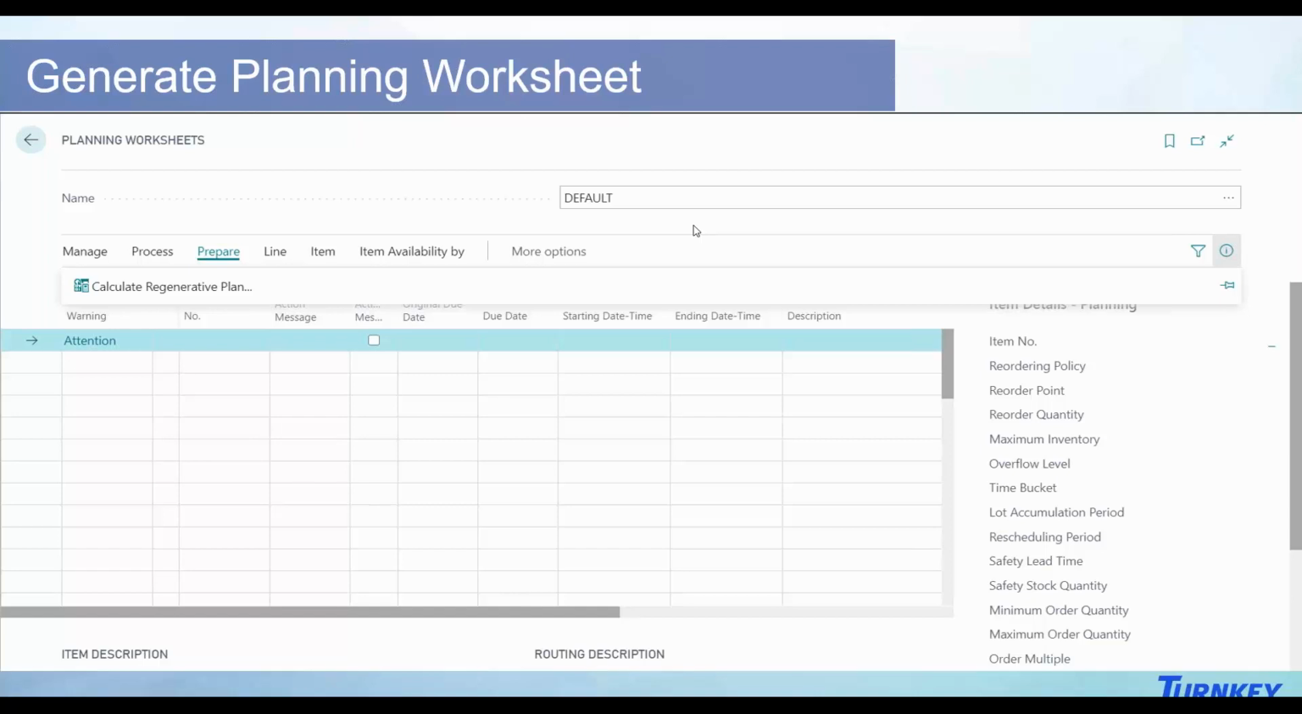So my Mexico swivel chair that I was looking at, I planned that out for about 6 units per week over the next few weeks. So now if I want to come back to do my planning, I can impact that with the forecast. So again, I'm going to do my planning. I'm going to run my planning worksheet.